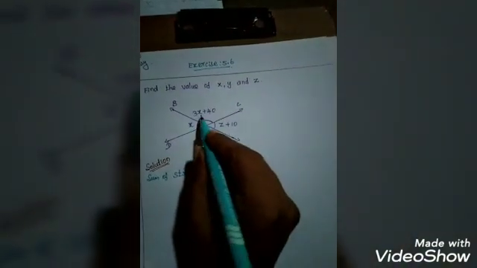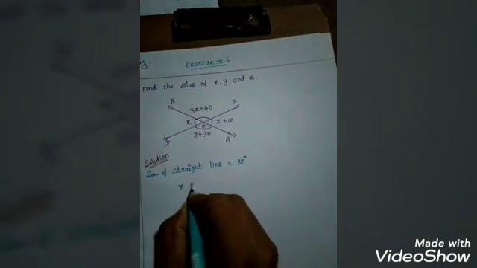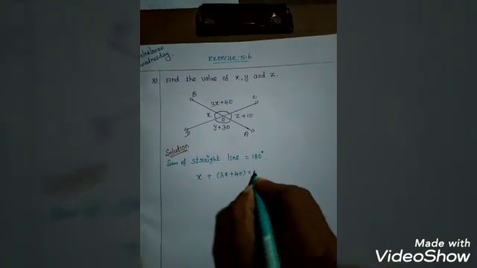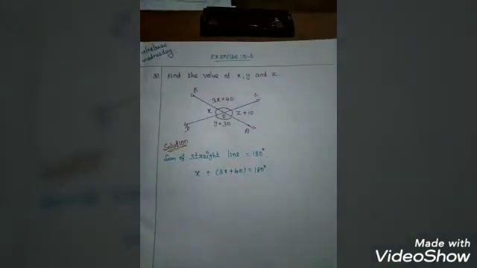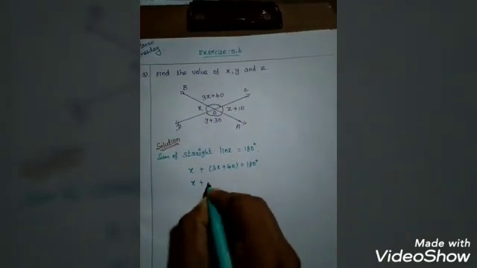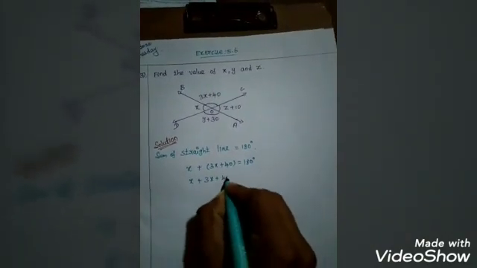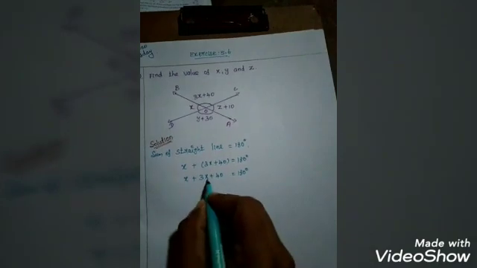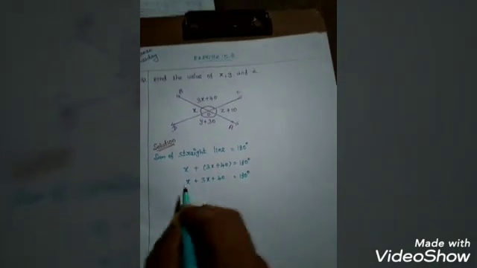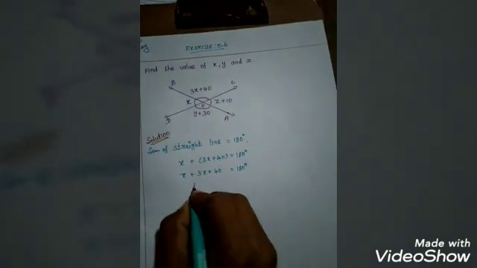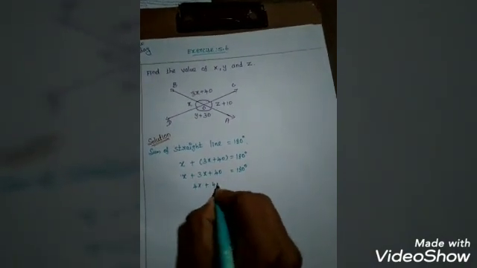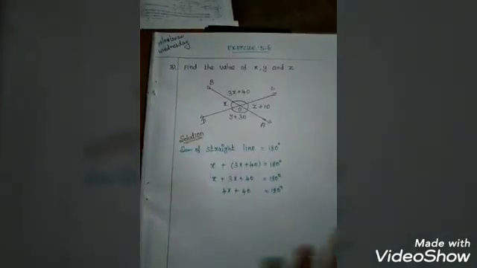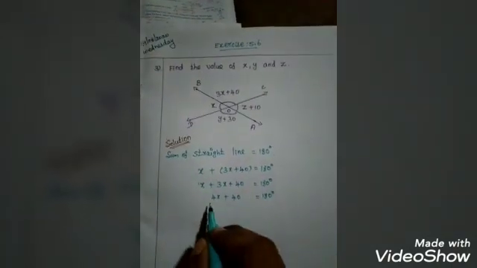So add them, x and 3x plus 40. x plus 3x plus 40 is equal to 180 degrees. Do you understand? See that here the variable is x, here also x. So add the coefficients, here 3, here 1. 3 plus 1 is 4. So 4x plus 40 is equal to 180. Now we find the value of x.